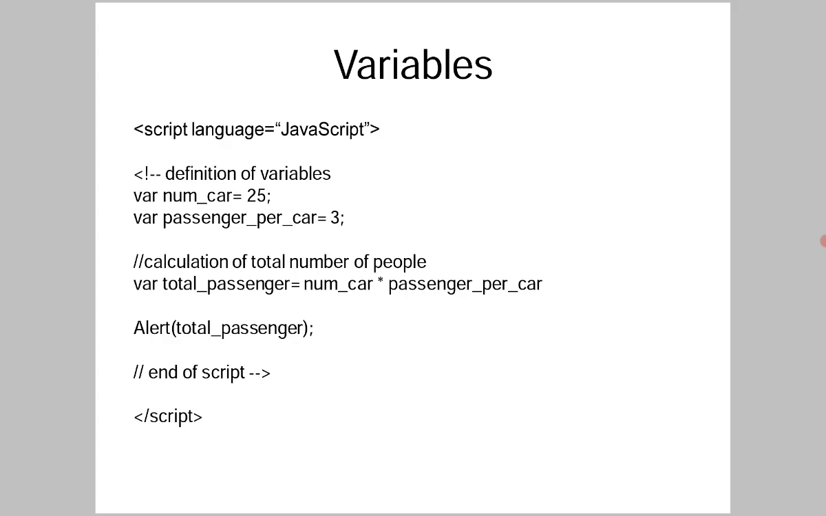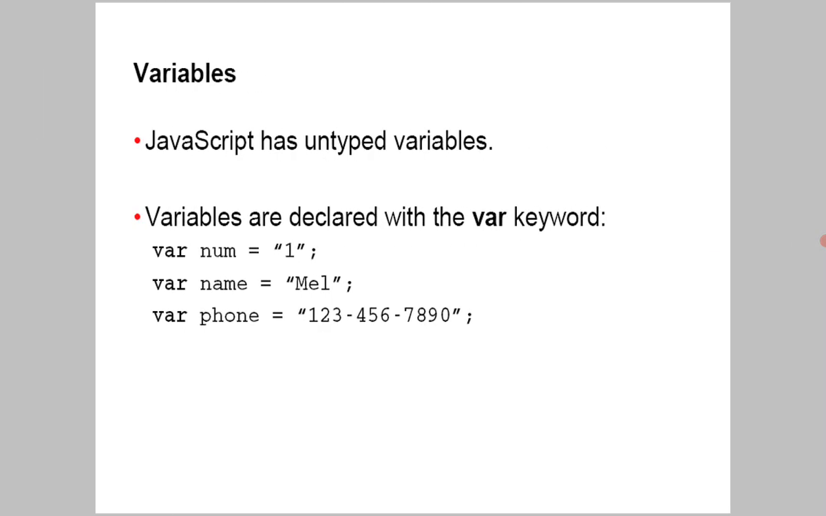Alert and MSG box are two functions generally used to display something on the screen in HTML and JavaScript. So how to use, how to define and how to declare variables in JavaScript.